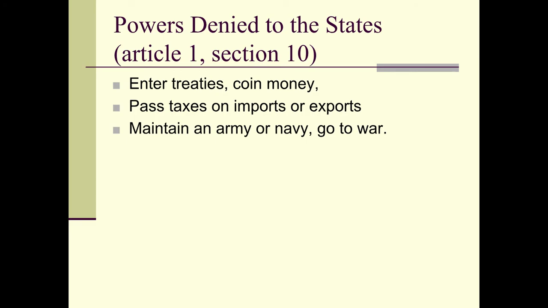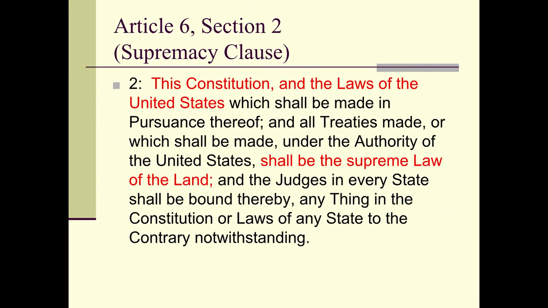There are some things the states cannot do, and these are powers that are denied to the states. So the states cannot have their own army or navy. They can't enter a war. They can't enter treaties. They can't coin money, those type of things. Okay, I guess one last thing here, and that is the Supremacy Clause.